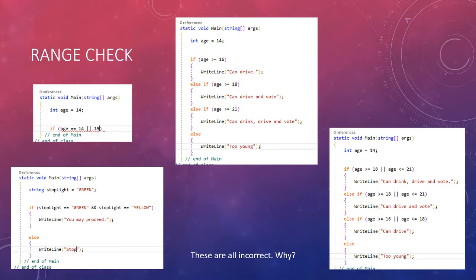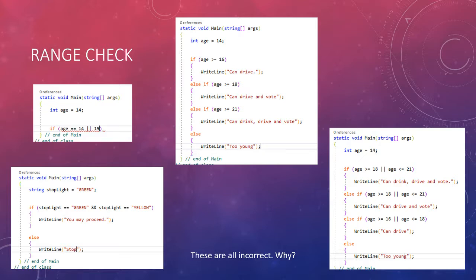What if our age is 21? What message are we going to get? Is 21 greater than or equal to 16? Yes, it is. So we're going to get the message, can drive, and that's going to be it. That's going to be done because it met one of the equal conditions. It goes right to the end of the if statement when that equal condition is done executing the if statement body. So that would be wrong.